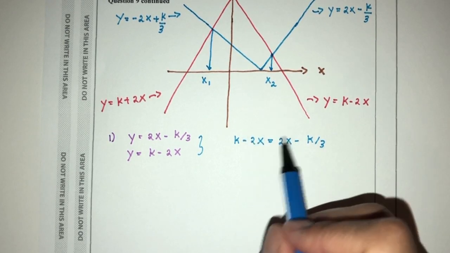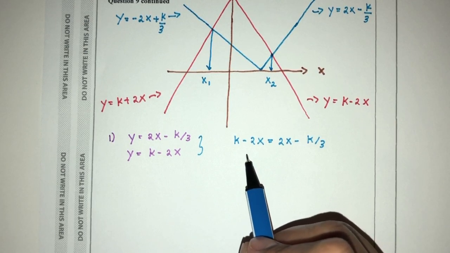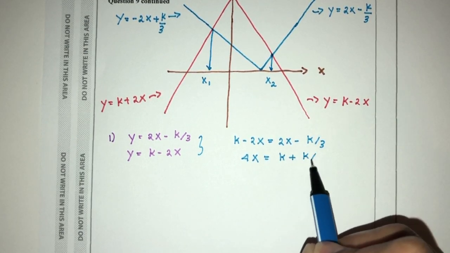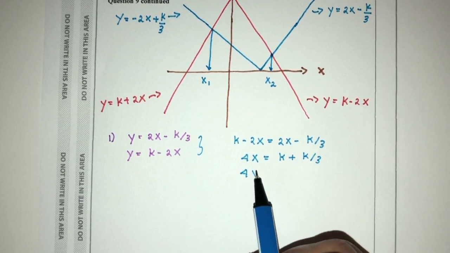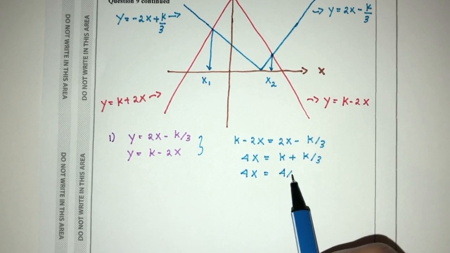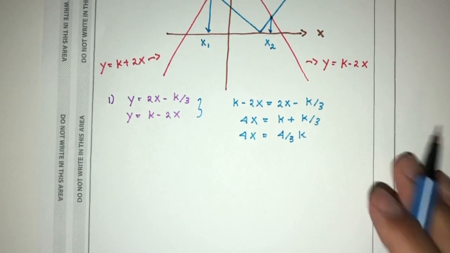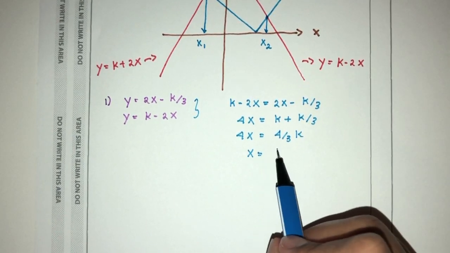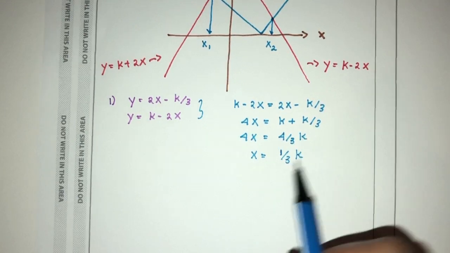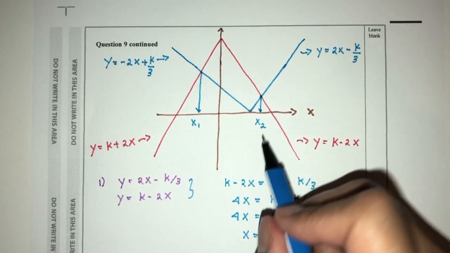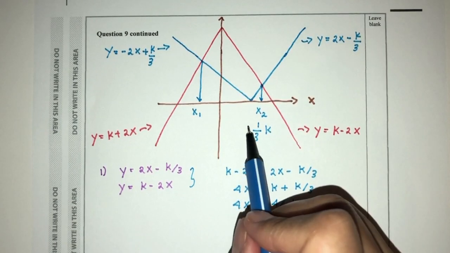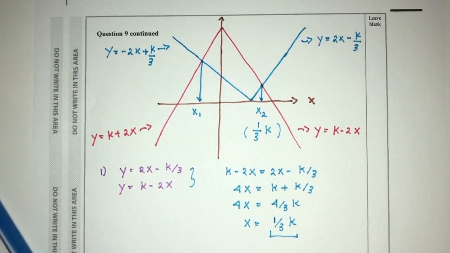Let me send all the x to one side. You will have 4x, that will be k over 3 plus k, so 4x has to be 4 over 3 of k. Now x will be divided by 4, which will be 1 over 3 k. So this value here will be 1 over 3 k. Okay, this one. Now how about this one?